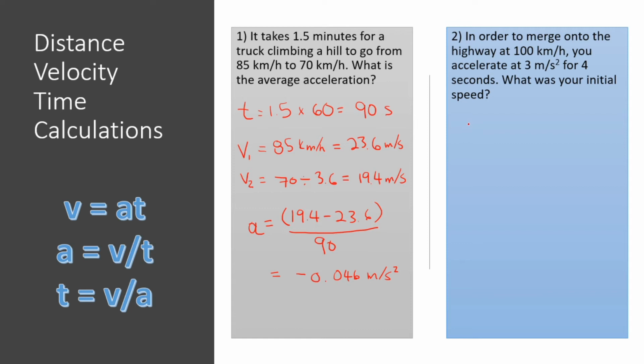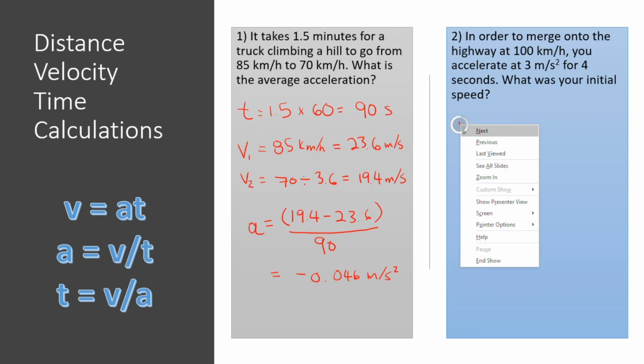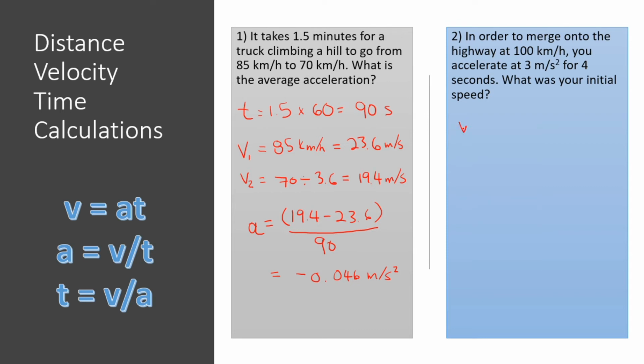So let's do a more complicated one. So we have a highway speed. Okay. And that's what we want to get to, 100 kilometers an hour. Okay, and we have an acceleration. And we want to get an initial speed, so we're looking for v1.